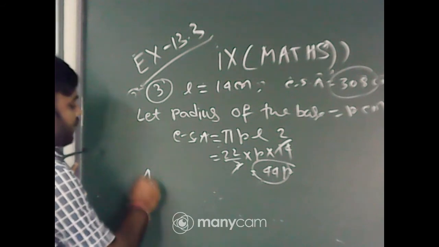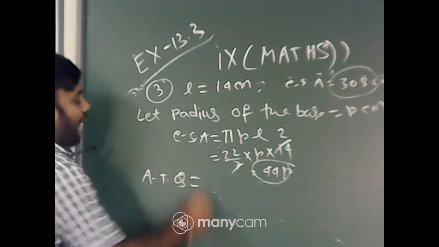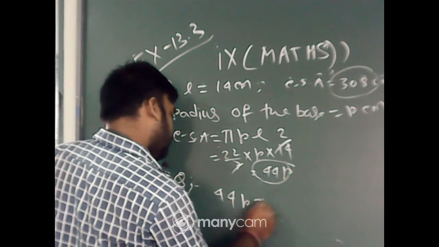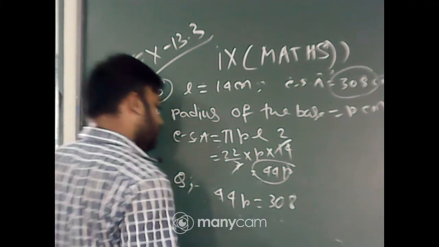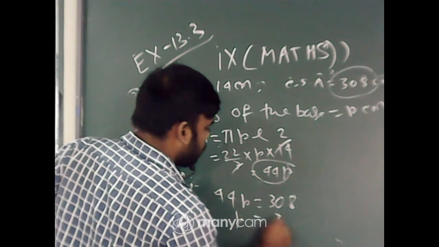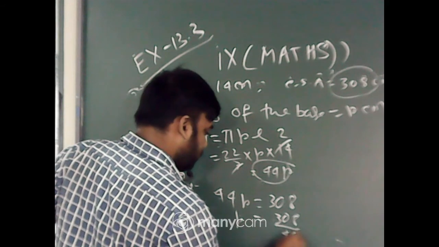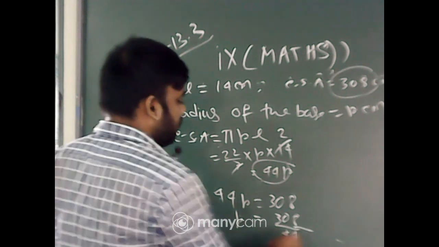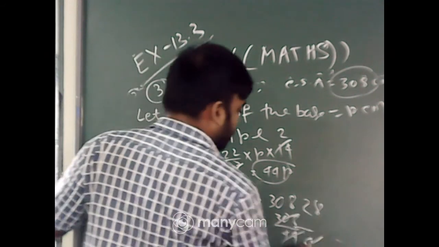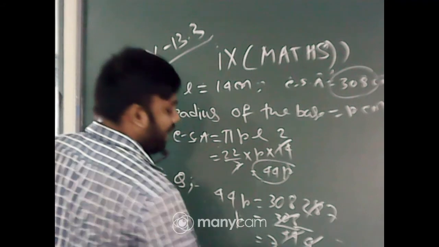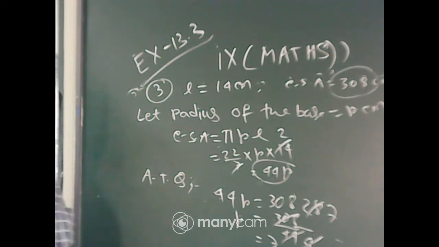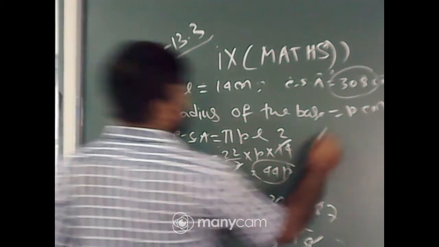So according to the question, 44 R equal to 308. Now R equal to 308 by 44. Cut it by 11. It will be 4, then 28 by 4, 7. 7 is the radius of the base. Yes, Amrita, 7 centimeter. Very good. 7 centimeter is the radius of the base.